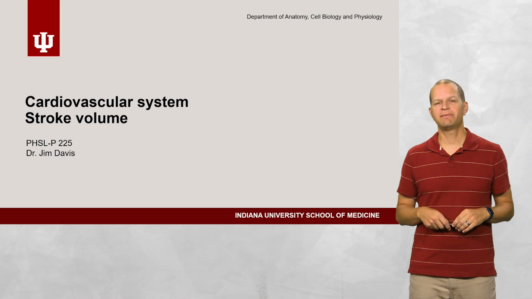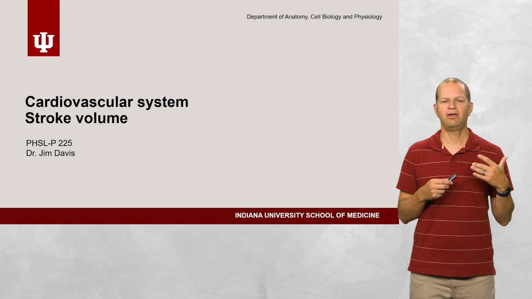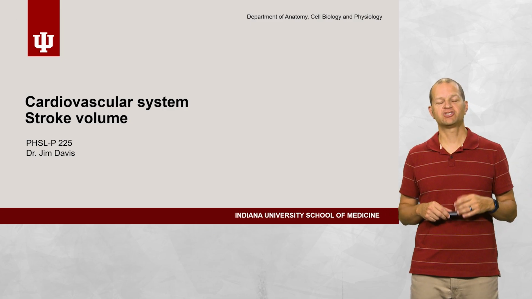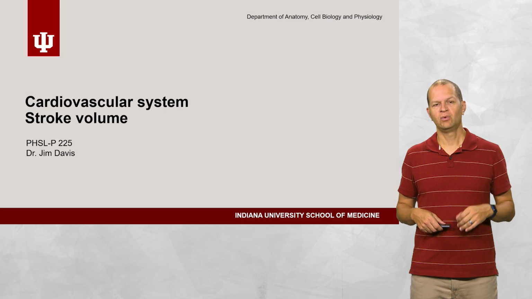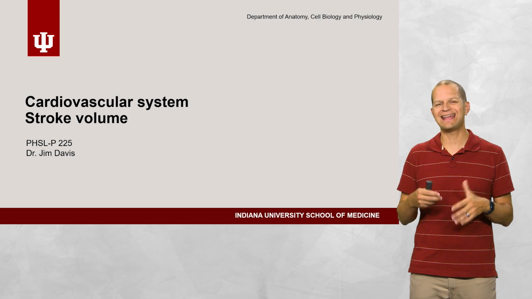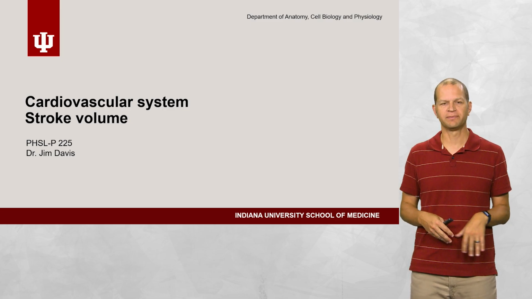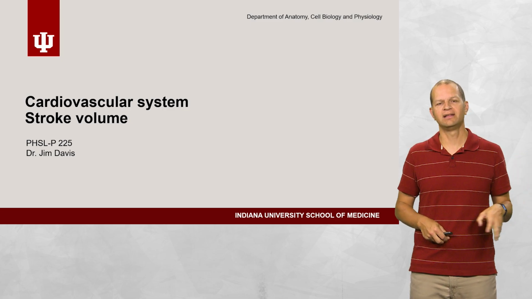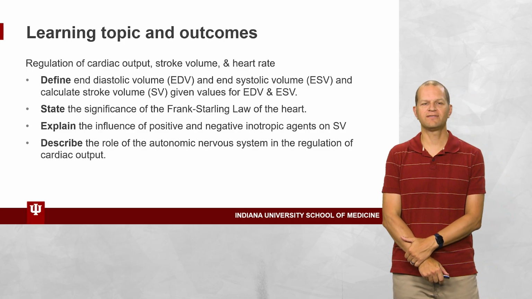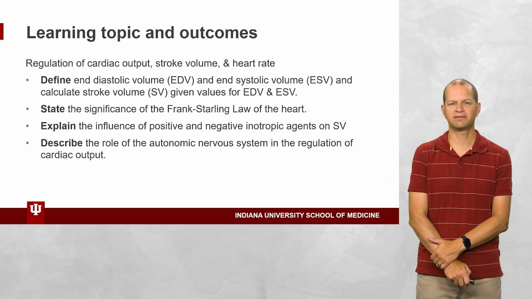So previously we talked about cardiac muscle cells and how their action potential looks, and how we can affect the strength of their contraction with calcium. Well, the job of cardiac muscle cells is to contract, and ultimately that determines what we call stroke volume. Pacemaker cells determine heart rate, cardiac muscle cells determine stroke volume. And so with that, we've got these four outcomes that we're going to get through.